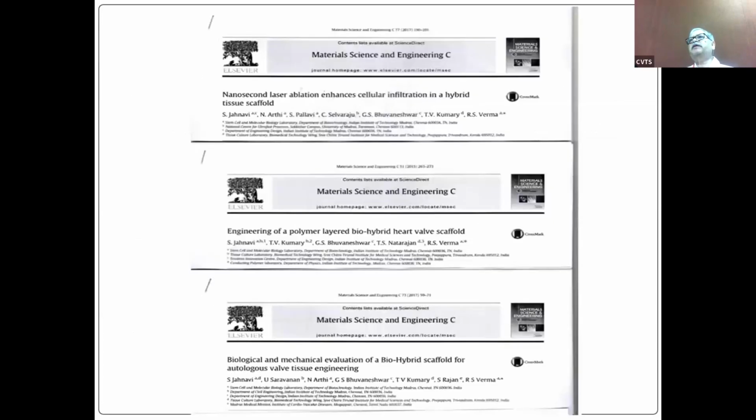These are some of the publications I can share with you. Janvi was the first, the lady I was talking about, Sarpali Janvi, and we have 3 papers out of these 3 works. Every chapter has given one paper.